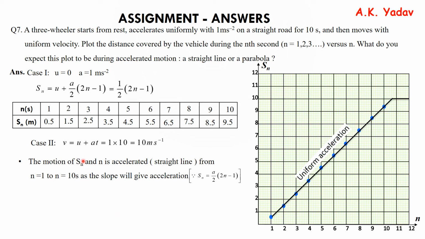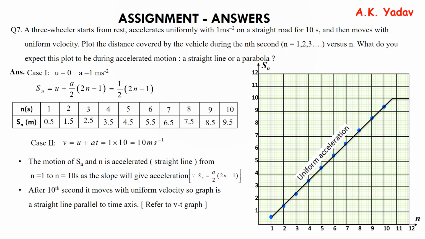Now after 10 seconds, what we found out? It moves with a uniform velocity. So the graph is a straight line parallel to the time axis. For this you should refer to the velocity time graph which is there in the next video, because if a body is moving with a uniform velocity, the velocity time graph is a straight line parallel to the time axis.